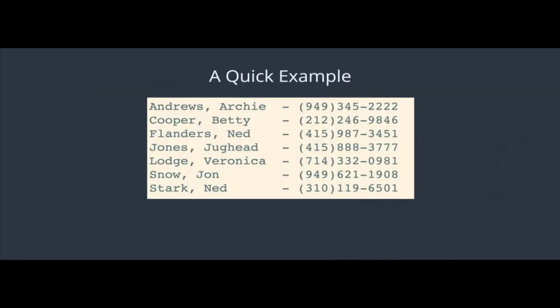So let's take a quick example here. There is a fictional phone book. Think of it as just a little section of a phone book that has tens of thousands of entries, and then our fictional characters alphabetically organized by their last name. So we have Grace Andrews, who comes before Betty Cooper, who comes before Ned Flanders, and so on. And then we have corresponding phone numbers. So imagine if you have a gigantic phone book with this information in it, and I ask you to do something like find Ned Flanders' phone number.